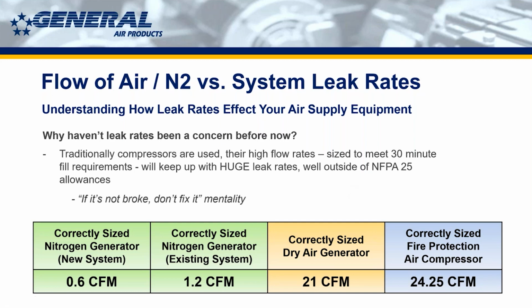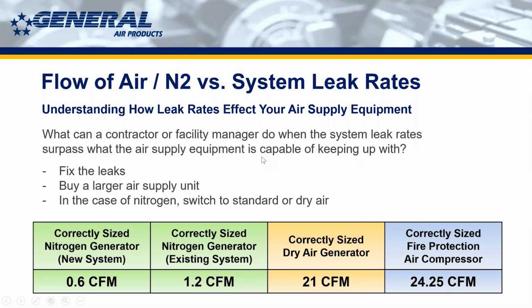A lot of people expect that the nitrogen generator is almost equivalent to an air compressor. And while it is basically an air compressor with a fancy filter on it, that fancy filter does eat up a lot of your flow. You can see here, you're losing anywhere between 95 and 97% of your flow, but you are getting 98% nitrogen. So what do you do? You can either fix the leaks, you can buy a larger unit, or in the case of a nitrogen generator, if you're already at the largest unit, you can switch to another technology, but that's what you can do.